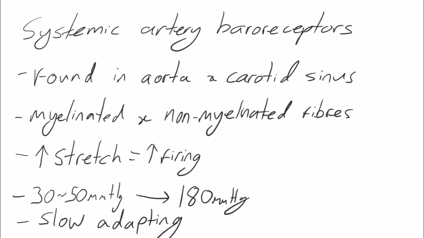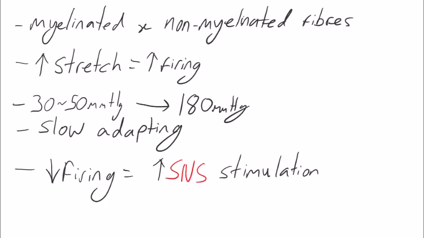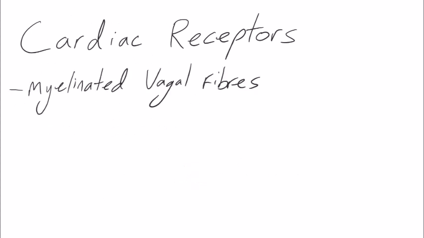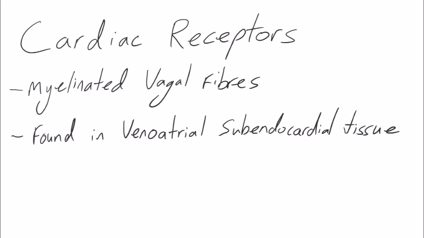These sensors are slow adapting, so will reset to accommodate a higher average pressure if that pressure is maintained for a prolonged period of time. Decreased firing of these receptors results in increased sympathetic nervous stimulation and thus increased blood pressure. The second type of receptor is the cardiac receptor. These are myelinated vagal receptors in the subendocardial tissue near the veno-atrial junctions. These detect filling of atrial chambers and thus are a good detector of volume stasis of the body.